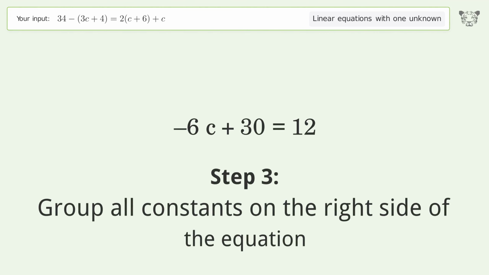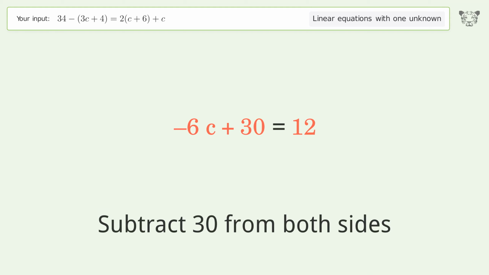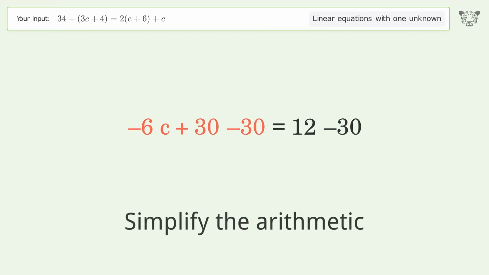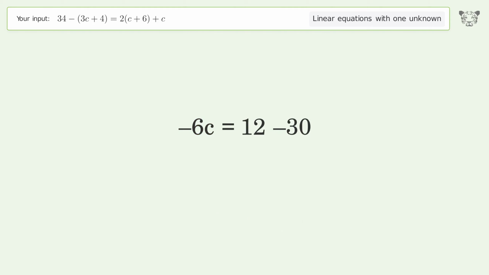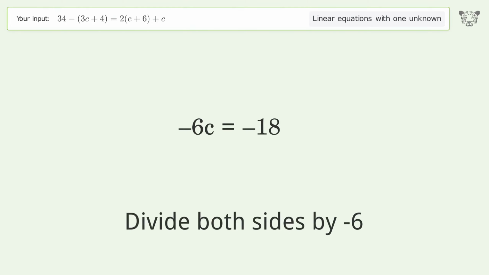Group all constants on the right side of the equation. Subtract 30 from both sides. Simplify the arithmetic. Isolate the c. Divide both sides by -6.